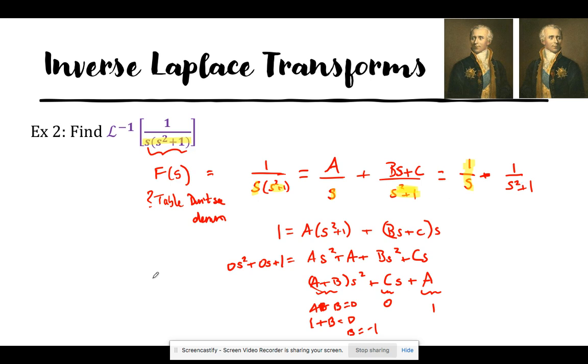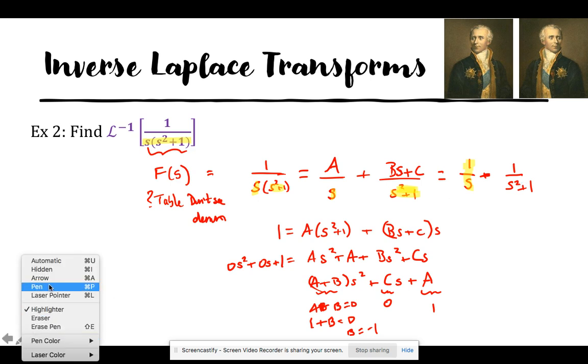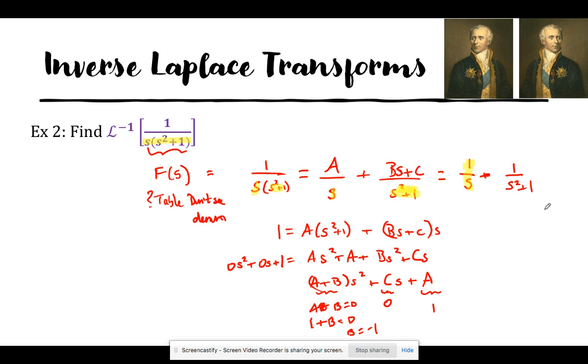But what about this? Do you see any denominator in your table where you have an s squared plus something? Yeah, you have two places. You have sine and cosine, s squared plus a squared. So who's a? Right, that's a. So if a is 1, and s is on top, sine or cosine, who is that? That's cosine, right?